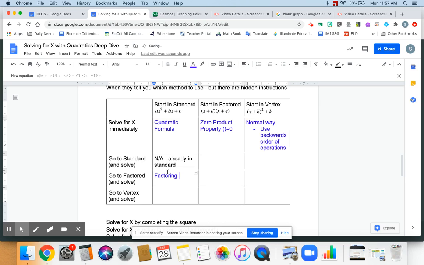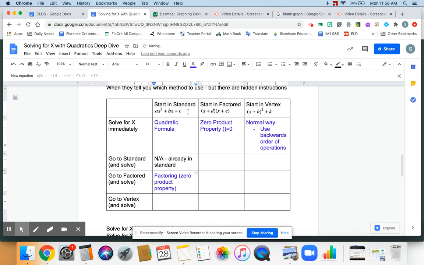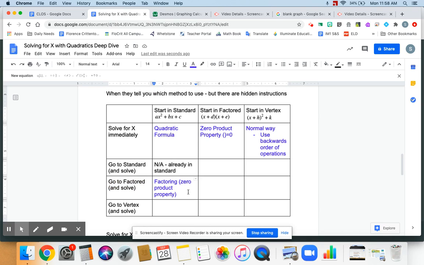And once I'm in factoring, then after that, I use a zero product property. So, for example, they might give you a question in standard form and say use a zero product property to solve. Well, you can't do that unless it's in factored form, which means there's a hidden instruction that would say go to factored form first, then use the zero product property to solve.